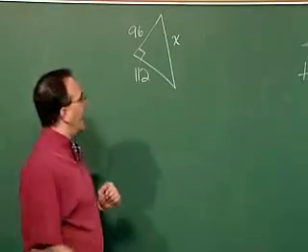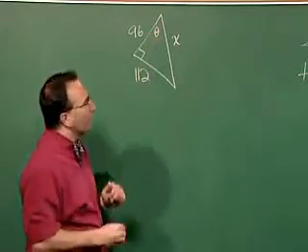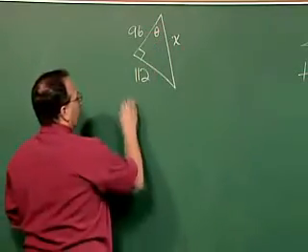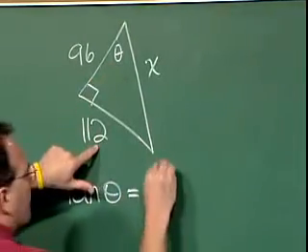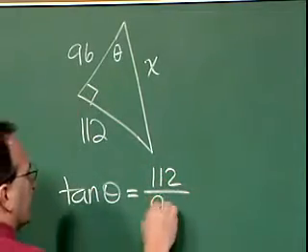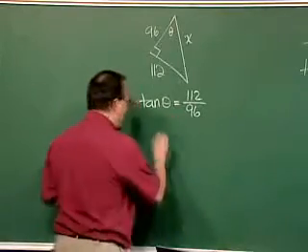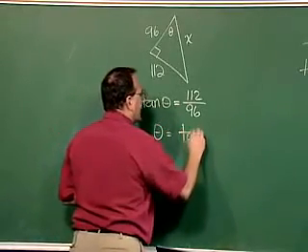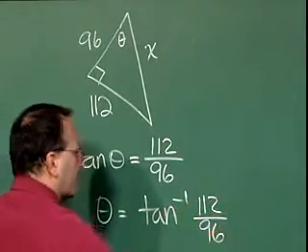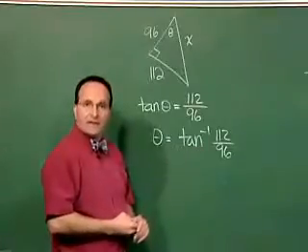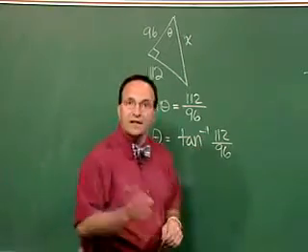In order to find that x, let me first find angle theta, the angle up in here. What I use is the tangent function to say tangent of theta is equal to the side opposite theta over the side adjacent to theta. So now I know that to find theta, theta is the inverse tan of 112 divided by 96. So let's jump onto the calculator, plug in inverse tan of 112 over 96 to find theta.